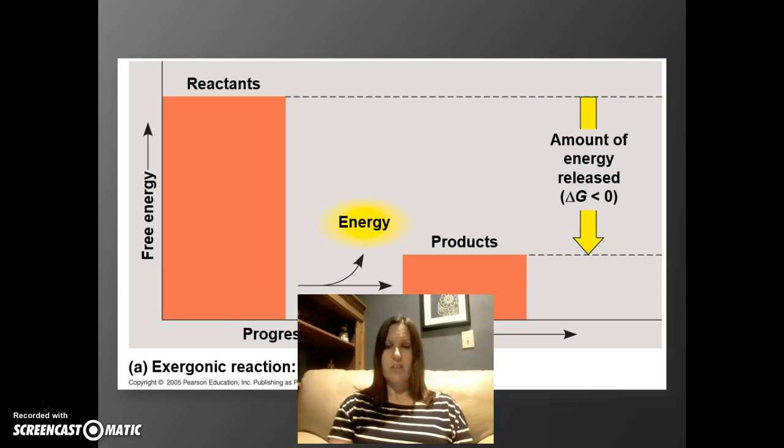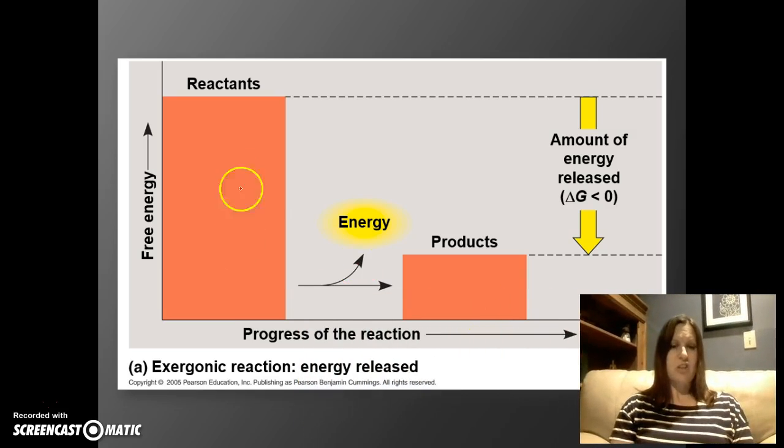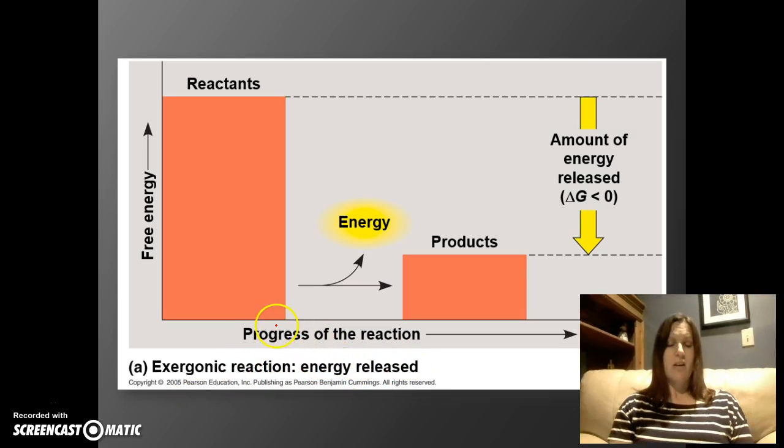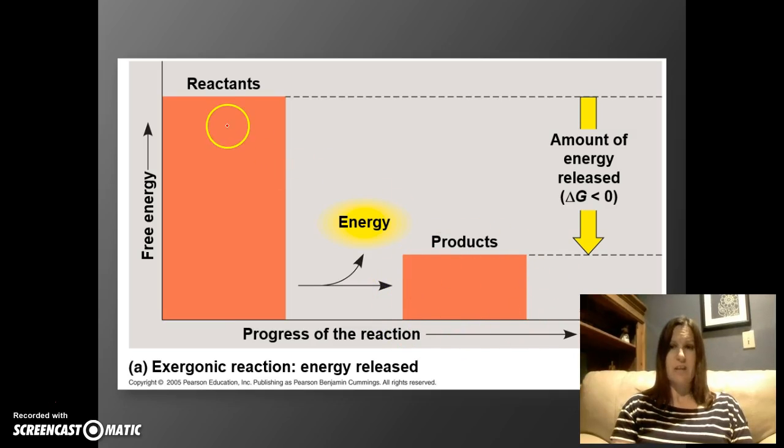So let's take a look at our graph on this one. I like this graph because it simply shows in an exergonic reaction that energy is going to be released. On our x-axis here is the progress of the reaction. Here are my reactants. They have a lot of free energy. So they're going to spontaneously go through this where they are broken down into their products, and their products have less free energy than what they started with.